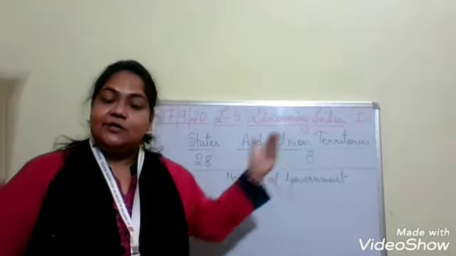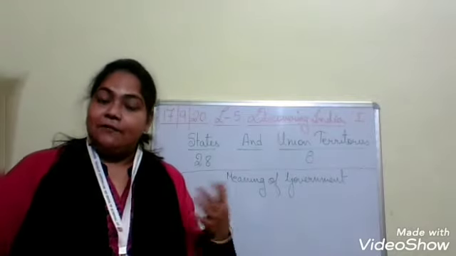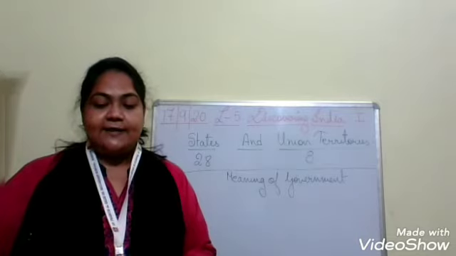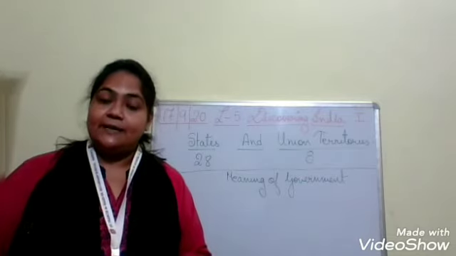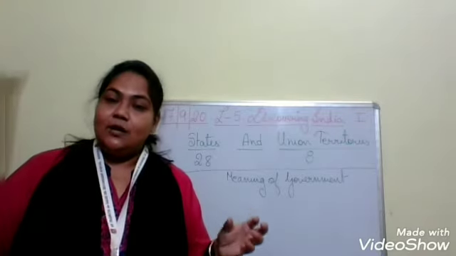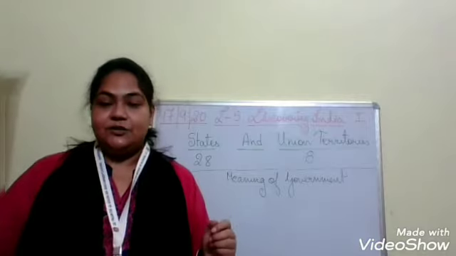Union territories are looked after or governed by the central government. And what is the meaning of union territory, children? A union territory is an area that is directly governed by the central government. It doesn't fall under the state government. It is directly controlled by the central government.